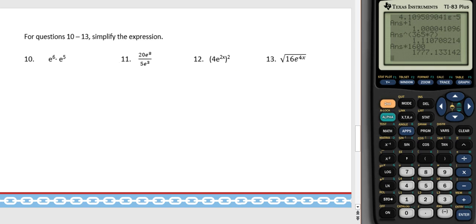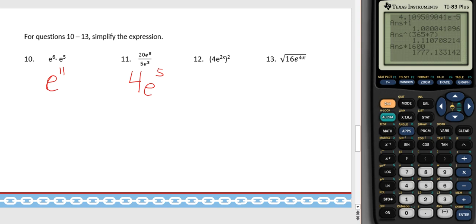Some exponent properties here. All of our exponent properties are the same even when dealing with natural base e. So we have e to the 6th times e to the 5th. We are going to add those exponents in that situation. That gives me e to the 11th. Here in number 4, 20e to the 8th over 5e to the 3rd. Well, I'm going to divide the 20 and 5 and that gives me 4. And then e to the 8th over e to the 3rd, I am going to subtract those exponents. So my answer there would be 4e to the 5th.